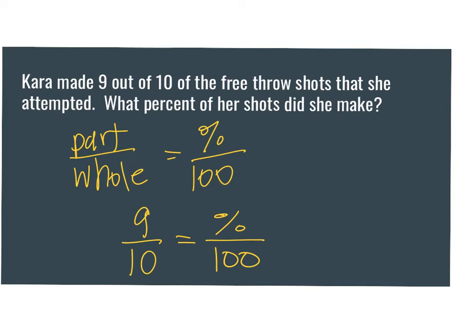You could easily see that we need to multiply here: 10 times 10 equals 100. We can multiply 9 times 10 to get 90 and easily know that it's 90%. But let's just practice this butterfly method.